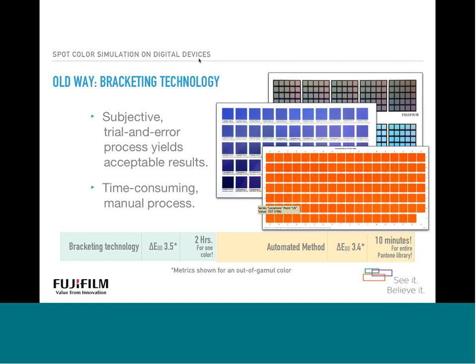We also gain a lot of speed in doing that automated method. Where we did see the 3.5 delta E for an operator manually doing this, we got down to about 3.4, but it only took us 10 minutes to get there for the entire Pantone library. So we got a little bit better results by measuring this and pushing it through a profile. We did it a lot faster. So 2 hours for one color versus 10 minutes for over 1,800 colors.